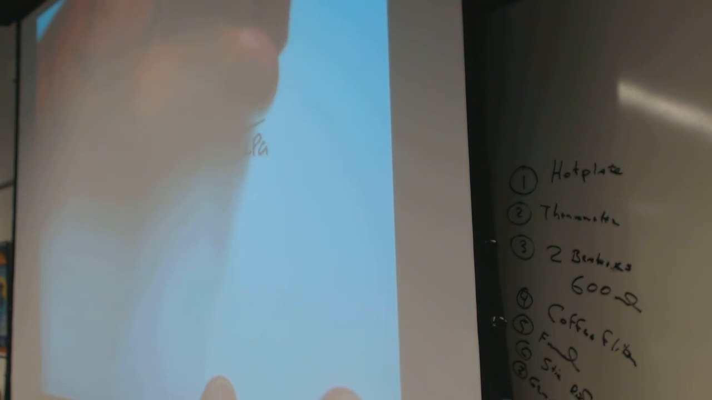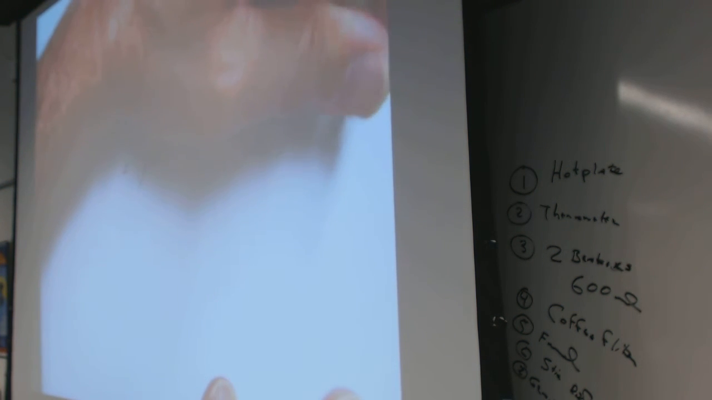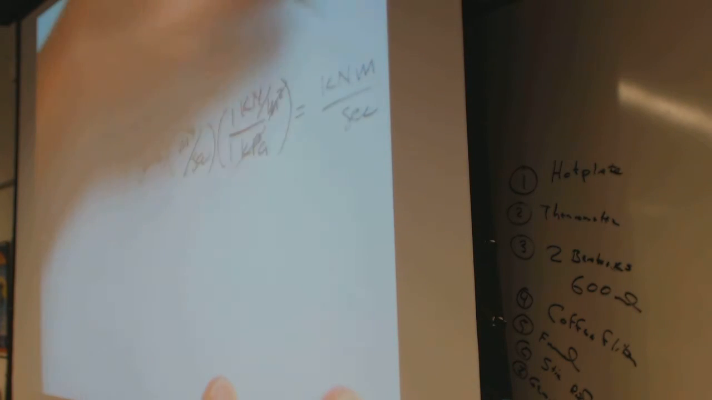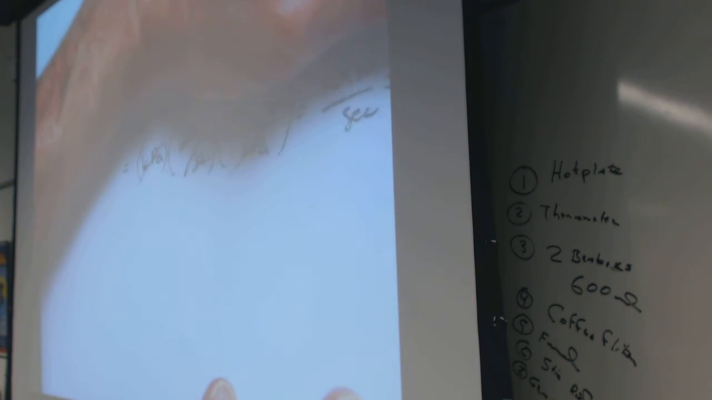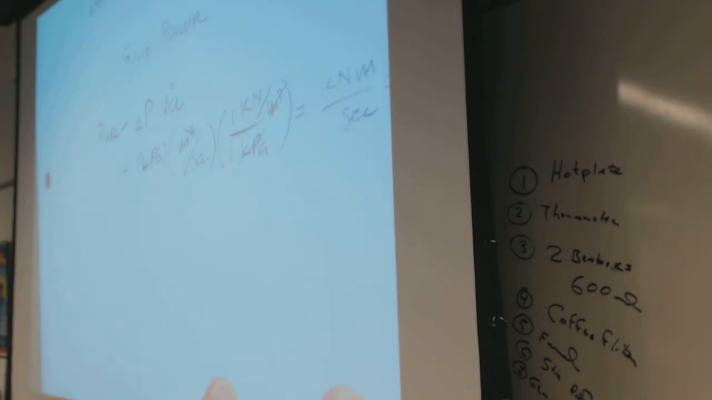A kilopascal is 1 kilonewton per meter squared. And the meter squared takes two of those out, you end up with a kilonewton meter per second, which is a kilojoule per second, because a newton meter is a joule.